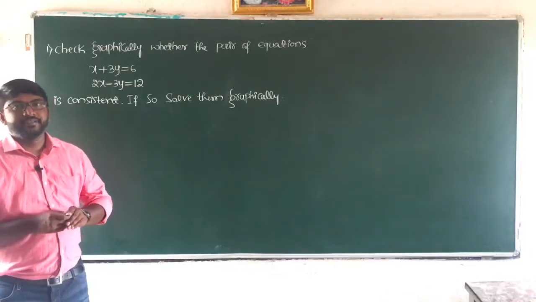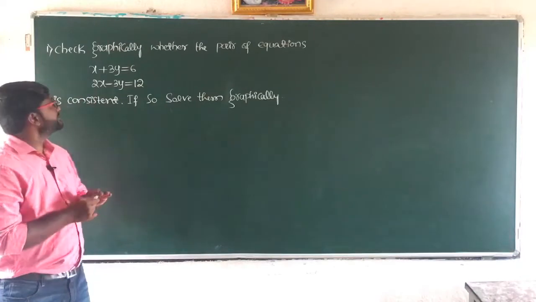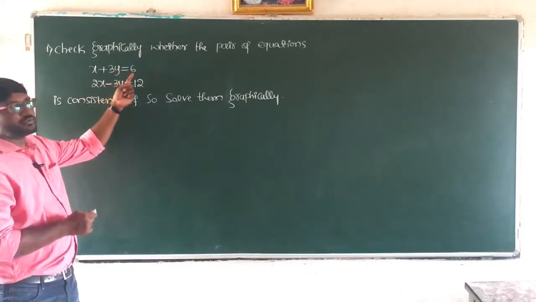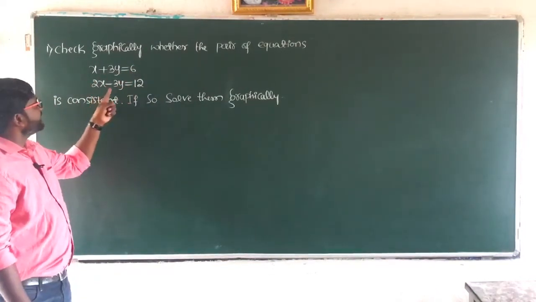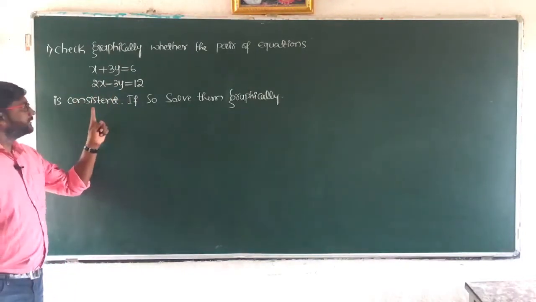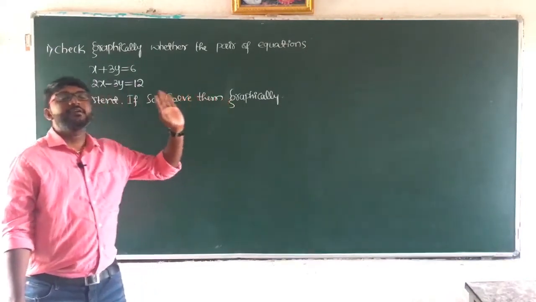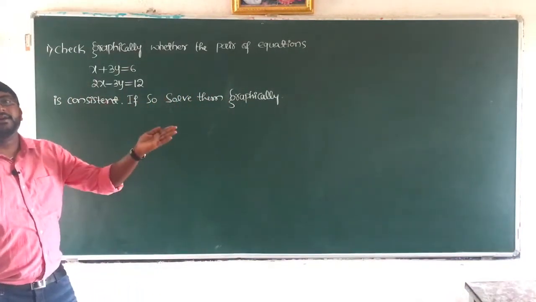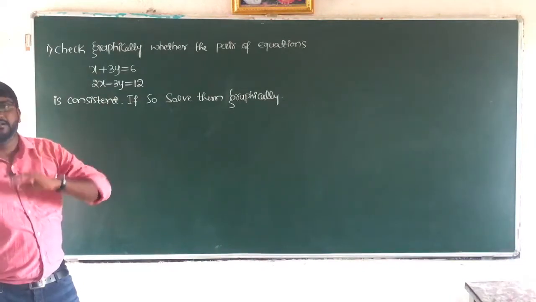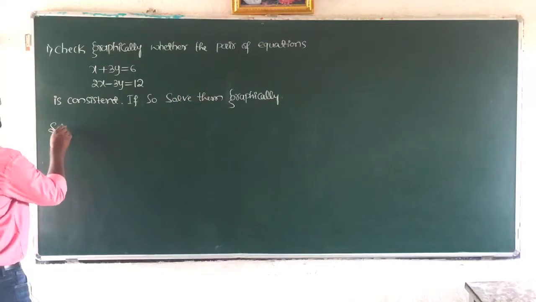Let us solve an example problem. Check graphically whether the pair of equations x plus 3y equals 6 and 2x minus 3y equals 12 is consistent. If so, solve them graphically. Consistent means it has to be intersecting or coincident, not parallel lines. So now see here, write the given equations as it is.